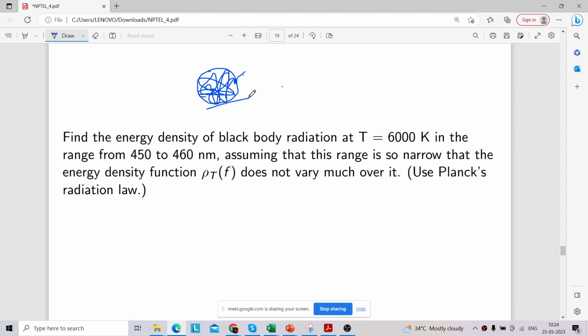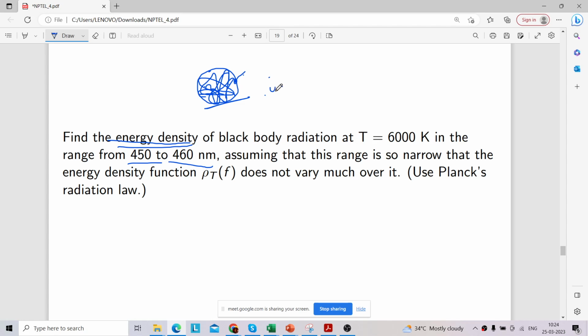So we have a black body, and we have to find the energy density for this black body in the range 450 to 460. That means, what is the energy density that this black body contains?